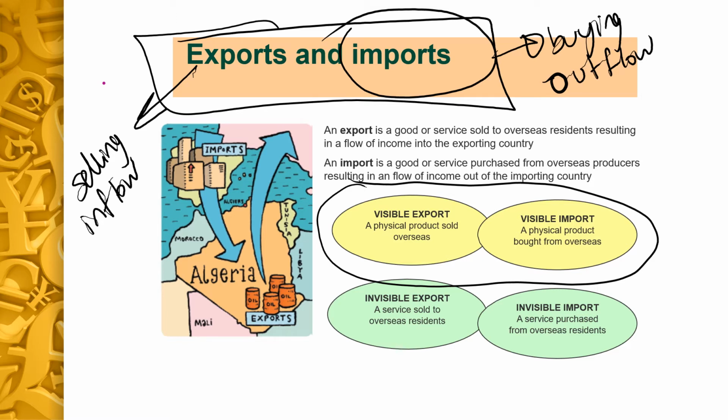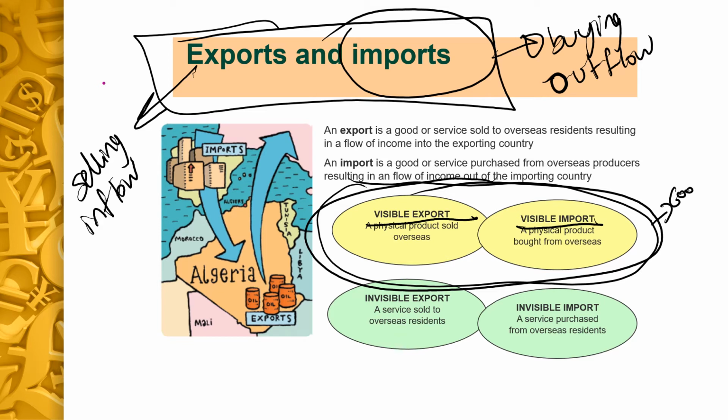Now, remember, since I'm talking about visible export and visible import, this means I am talking about the trade of goods. And when I am talking about invisible export and invisible import, it means I am talking about the trade of services.